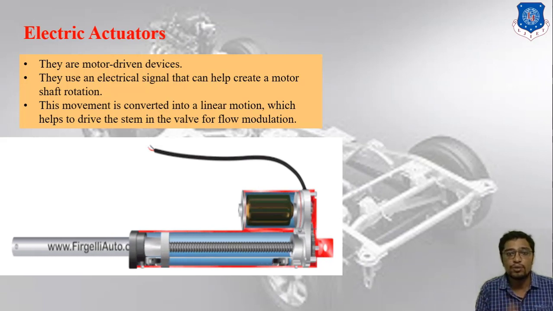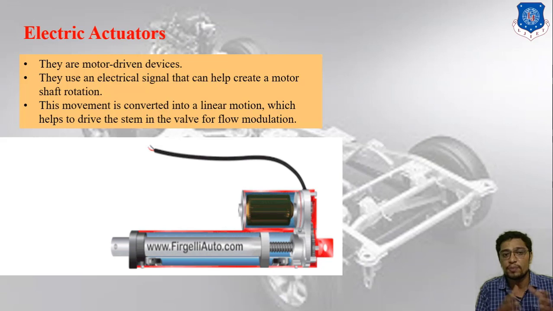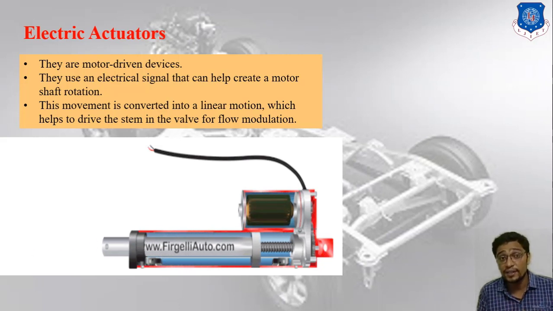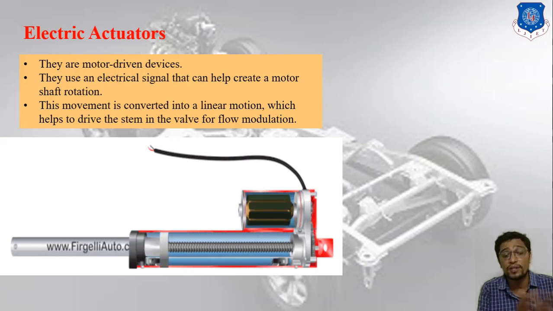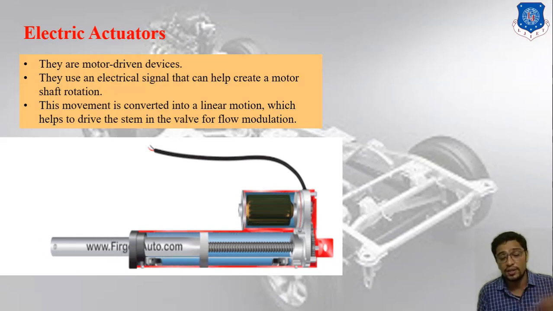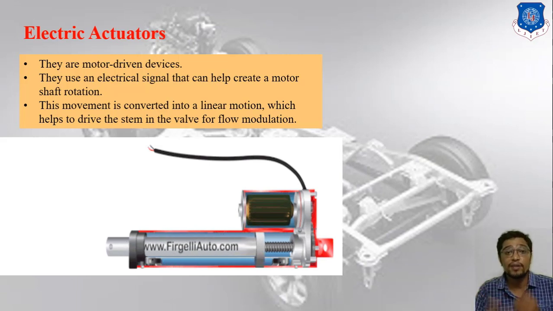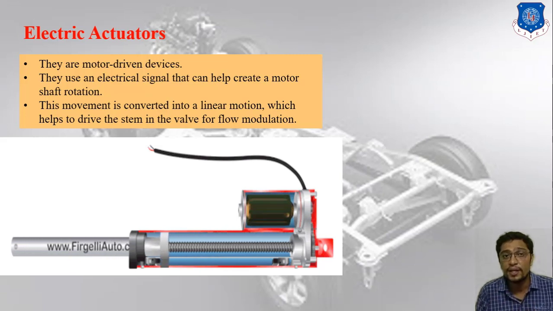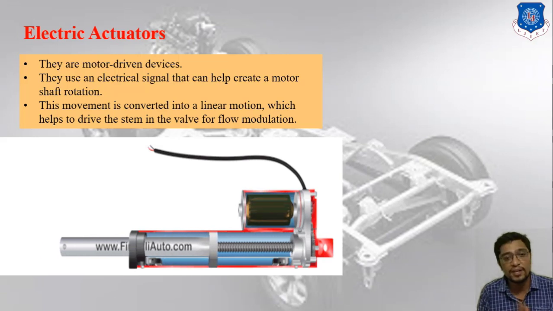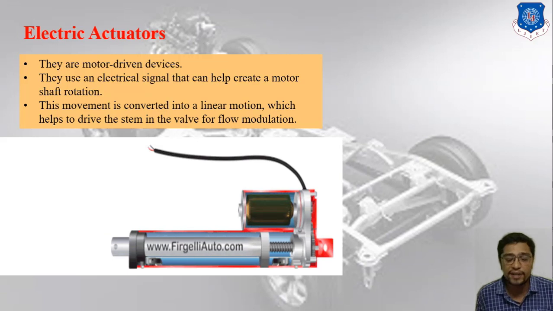So what actually happens in this particular motion? First of all, there is a motor driving device, right? Second, they use an electrical signal that helps create a motor shaft rotation. And third, with the help of this linear movement, you can create the rotational motion also, as you can see in the video. This movement is converted into a linear motion which helps drive the stem in the valve for flow modulation. So this is the concept of the electrical actuator, right?